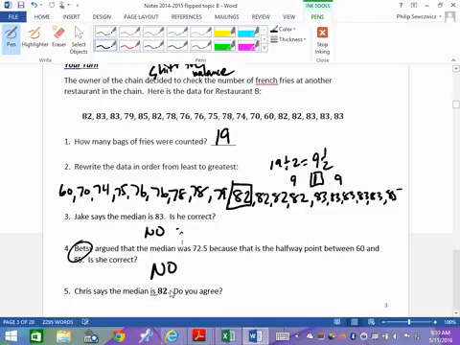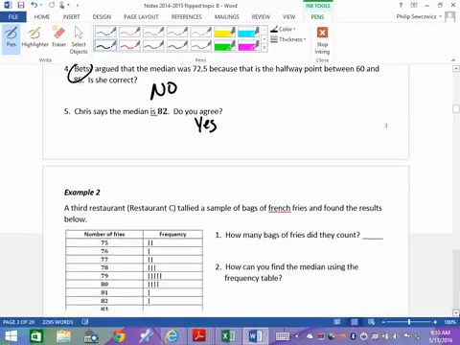All right. Chris says the median is 82. Do you agree with Chris? Well, you better, because we just put it in front of you. So we do have it there. All right. Yeah, good job, Chris, with your 82 there. So, yes, we do.